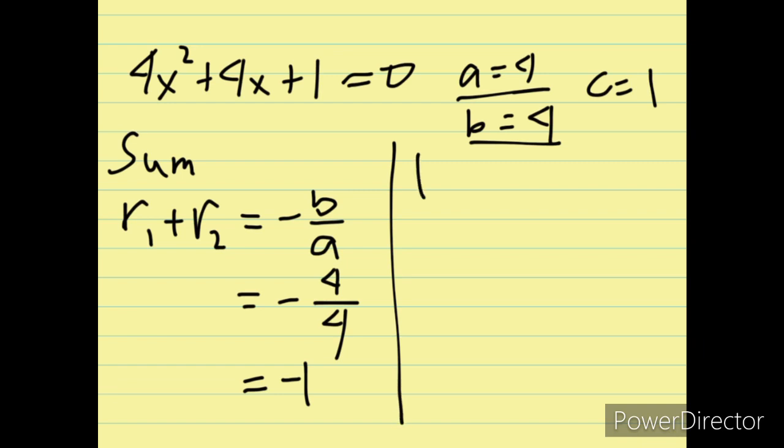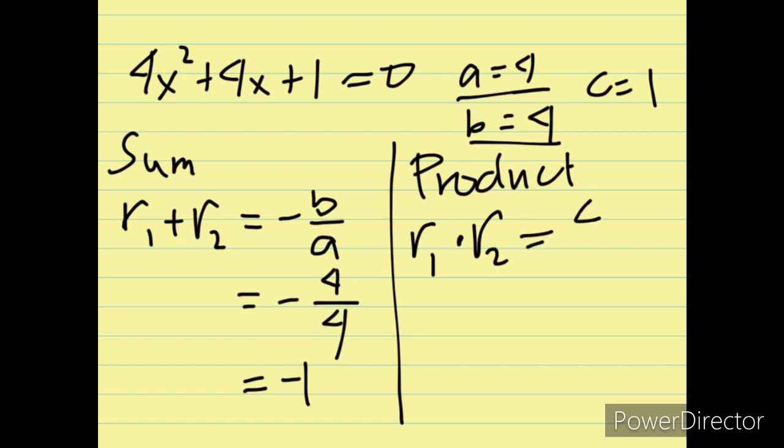Now, how about the product? In solving the product, again, we use r sub 1 times r sub 2 is equal to c over a. So, our c is 1, our a is 4. It's very basic. That's now the product of our quadratic equation 4x squared plus 4x plus 1.